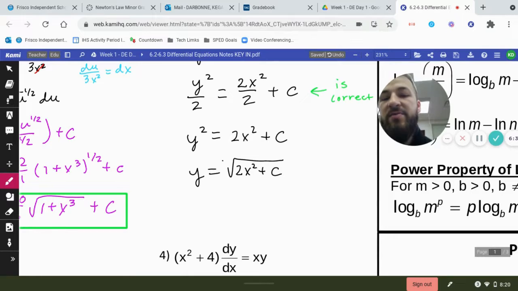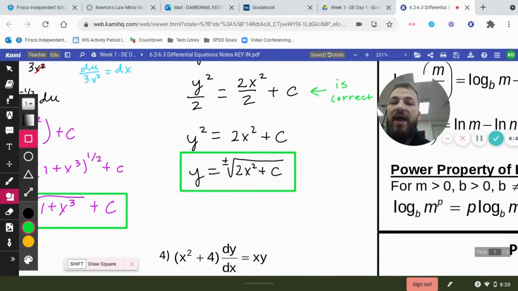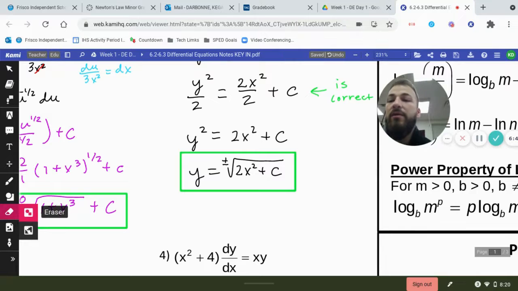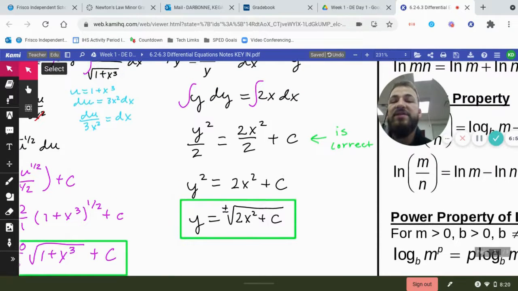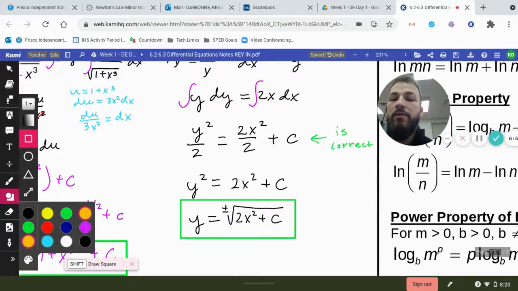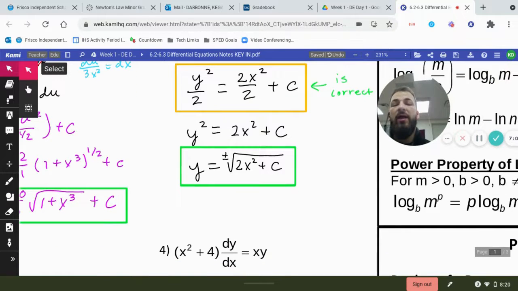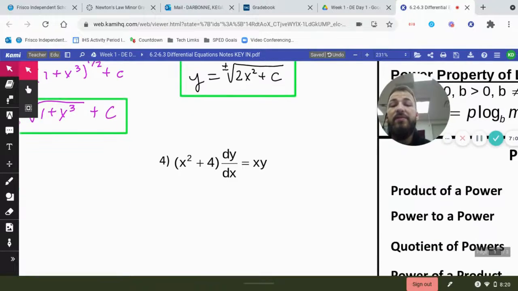And just as an extra tidbit, because we're not actually evaluating and we are leaving this in a function, we do write it as y is equal to the positive or negative square root of 2x squared plus c. And that would be our final answer if we were solving all the way out for y. So just notice the slight differences between that and the other answer that we got. So this one is also correct, but if we wanted to solve it out all the way for y, then we get positive or negative square root of 2x squared plus c. Okay, let's keep looking at some more.